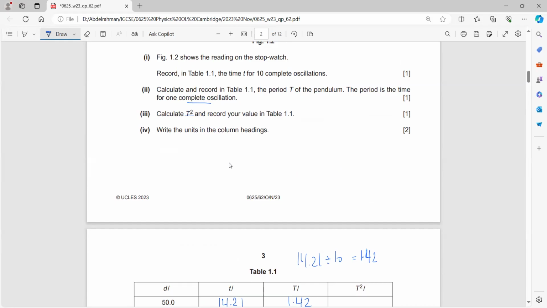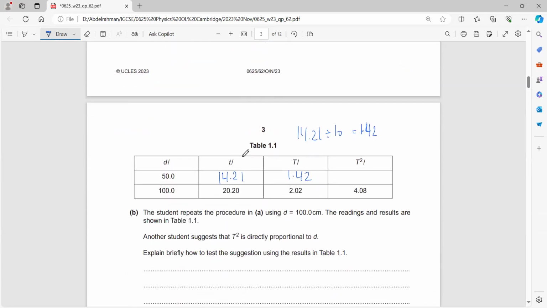Calculate t squared. How can I find t squared? We do 1.42 to the power of 2. 1.42 squared will be 2.02.